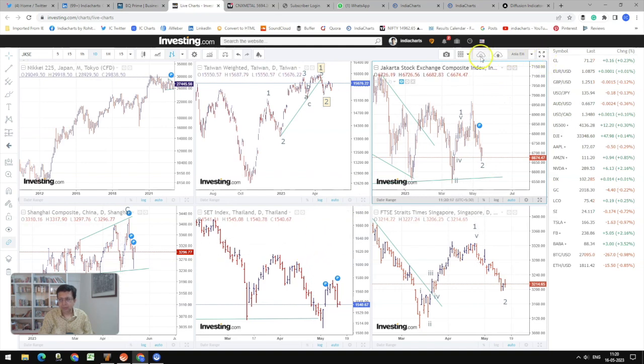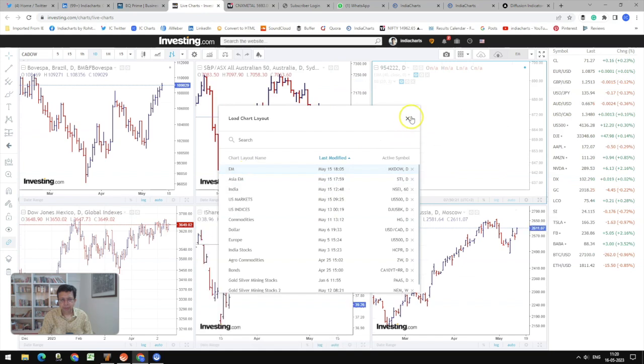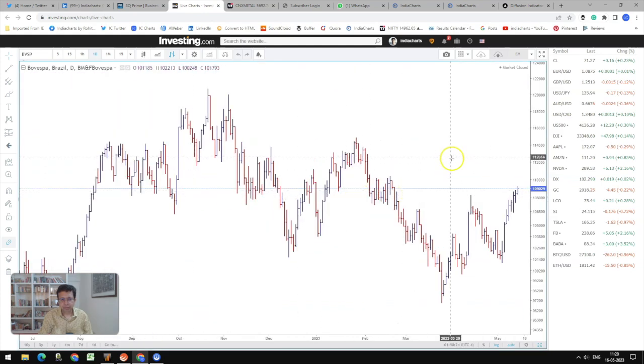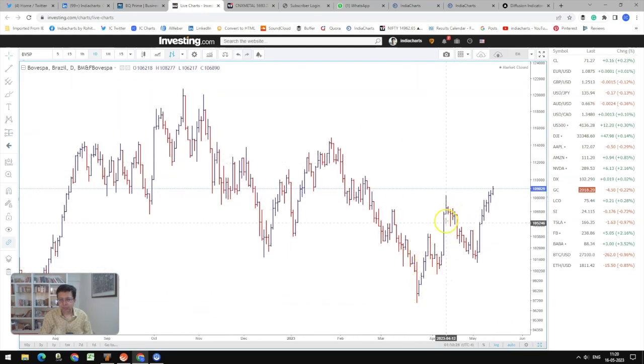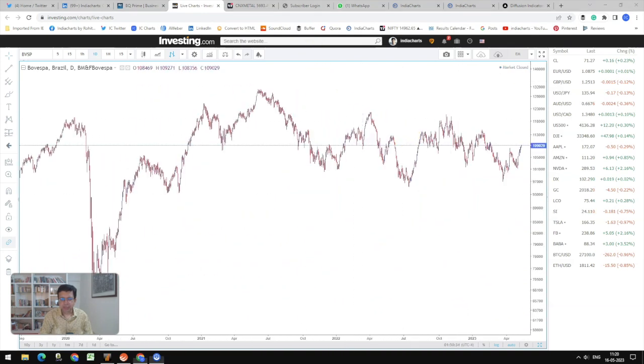The last thing I would really want to check on is the EEM and look at some of the other emerging markets. So, for example, Brazil is actually making a series of higher highs, although it's overlapping. So, we can't say 1, 2, 3, 4, 5. We'll have to say 1, 2, 1, 2, 3 and try and continue. But broadly, there was a 5-wave impulse from the 2020 lows.